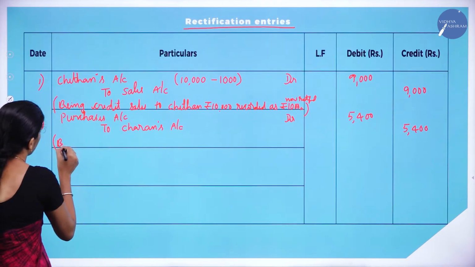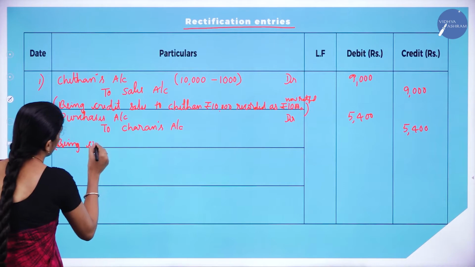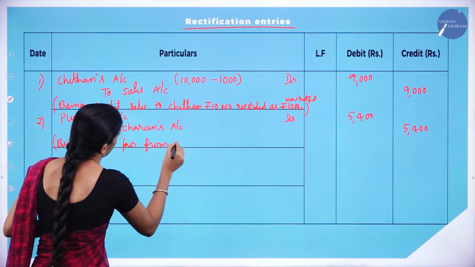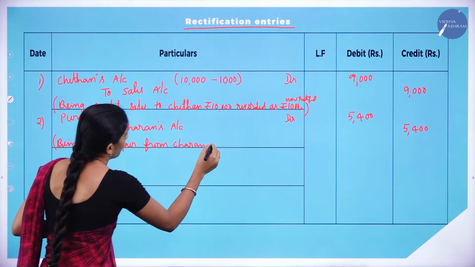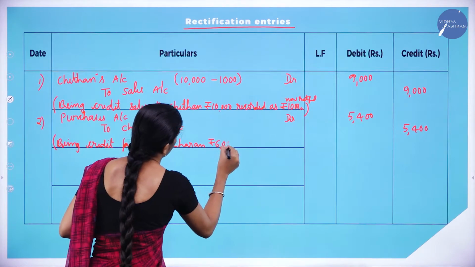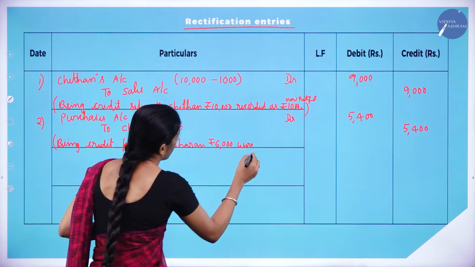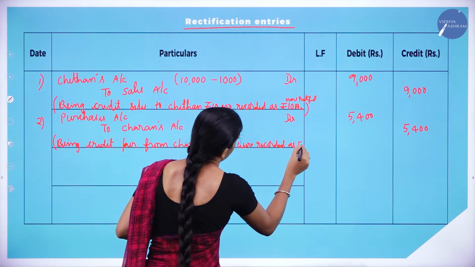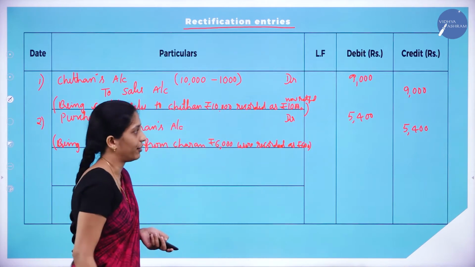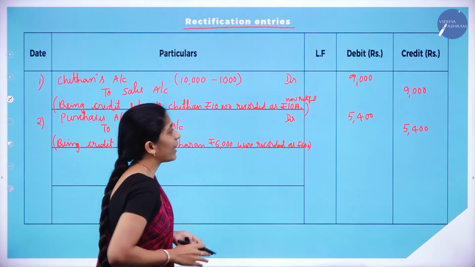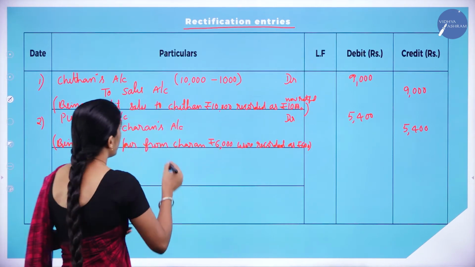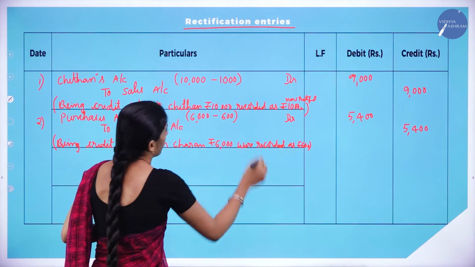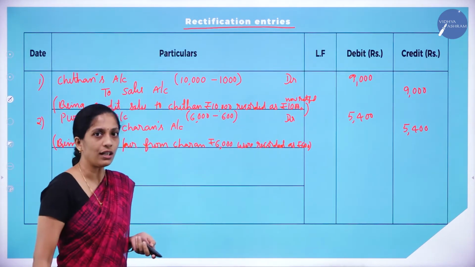Being credit purchase from Charan, rupees 6,000 were recorded as rupees 600, now rectified. Now, how did you get 5,400? It is 6,000 minus 600, that is the difference amount, that is 5,400.